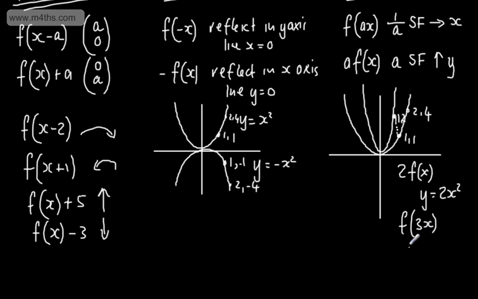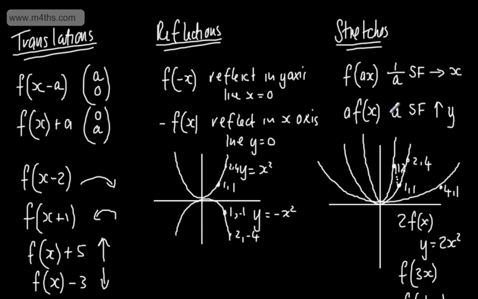If we had now f of 1/4 x, this is a scale factor stretch of 1/(1/4), which is the same as 4, and our graph would look a lot flatter like so. So what we'd end up having is a point over here, and this would be 4, 1. So these are simple single transformations.